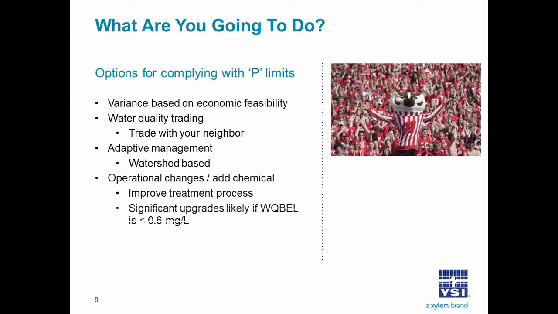Wisconsin has identified that significant upgrades to the treatment facility will be likely if the WQBEL is less than 0.6 milligram per liter. And a compliance schedule is being granted, and it will extend 5+ years, but not more than 9 years, to enable utilities a chance to construct the necessary facilities.